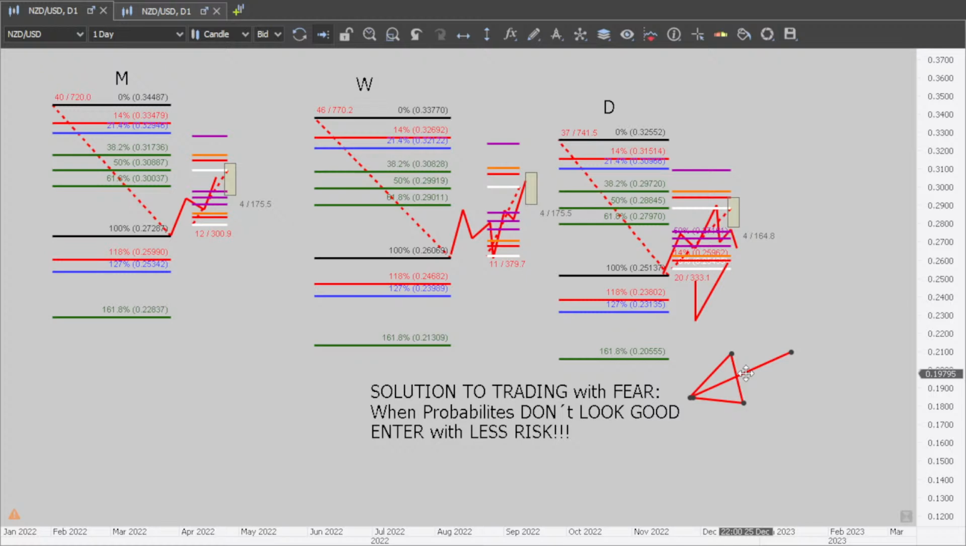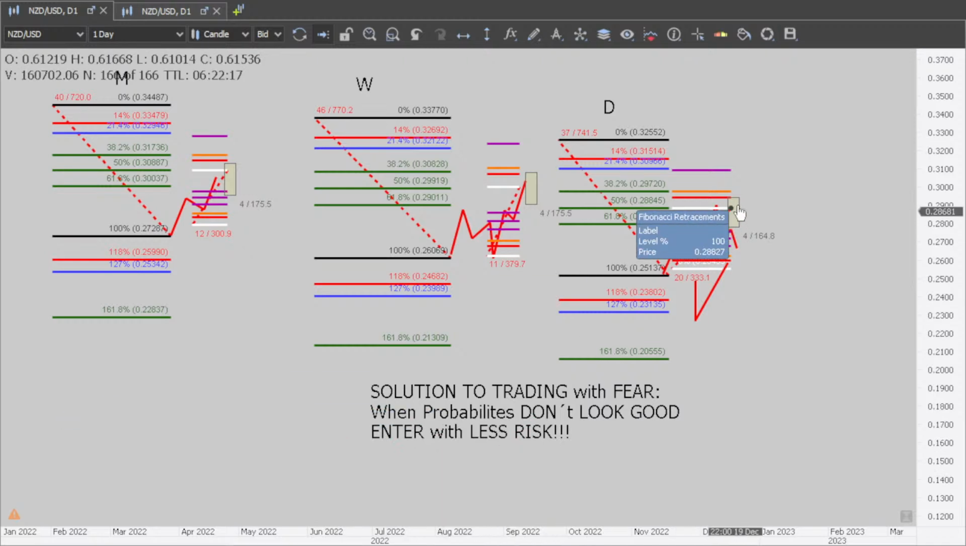Shola says, Mattia, C is not a condition in my case, I look at the positive and negative path and enter a trade. Everybody, solution to trading with fear: when probabilities don't look good, enter with less risk. Is that simple? Make sense, everybody?